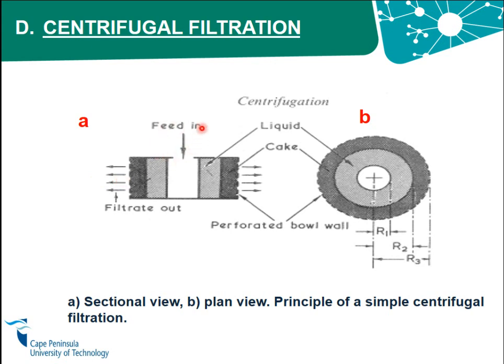So what basically happens is your feed comes in here, then there's a liquid over that, then there's a formation of a filter cake, and a filter medium that is lined here, and then the liquid comes out. Now what we're going to look at is the type of equipment that we can use in order to separate these components.